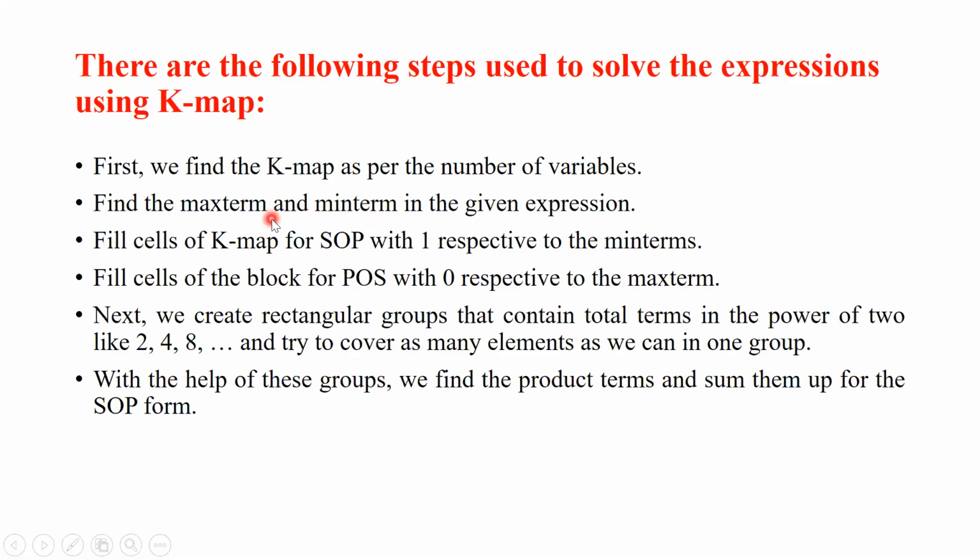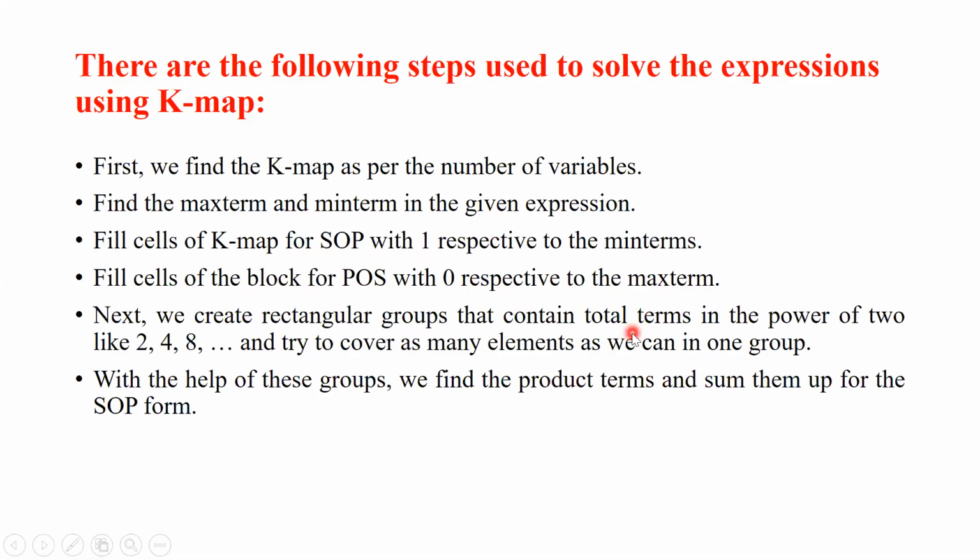Then you see the expression, whether you have a max term or a mean term given. If you have mean terms given, what will you do? You will fill the cell of the K-map with 1. Whichever mean term is given, in its place we use 1 for sum of product. If I have a max term given, then whichever position of the max term is given, like summation 2, 3, 5, wherever that 2, 3, 5 is given, I will put a 0 there. So I will fill the product of sum with 0 respective to the max term.